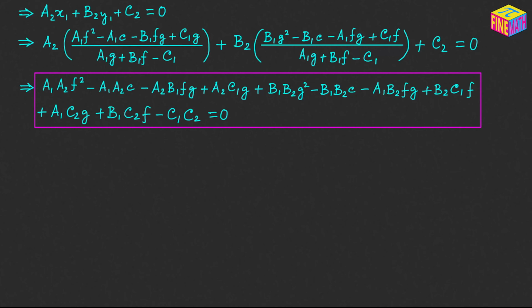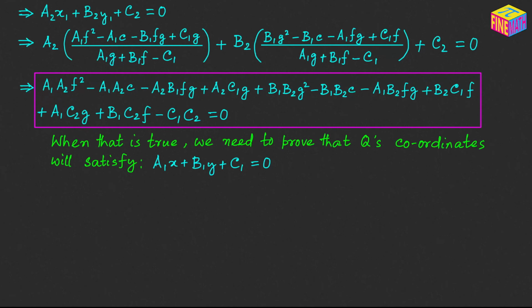Now if this condition is true, then we have to prove that Q's coordinates will also satisfy the equation of the first line. That means we have to somehow prove that Q also lies on the first line. With the help of this particular condition, we will be able to prove that. Now let's see how to prove it. So if this is the equation of the first line, and if we plug in the values of x sub 2 and y sub 2, then we should be able to prove that the left hand side of this equation will be actually equal to 0. And let's try to do that proof.